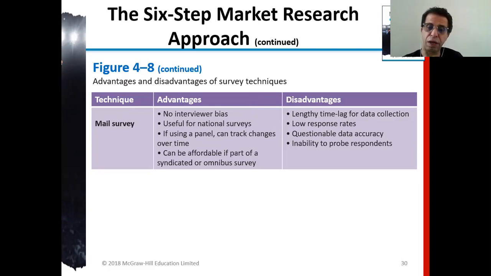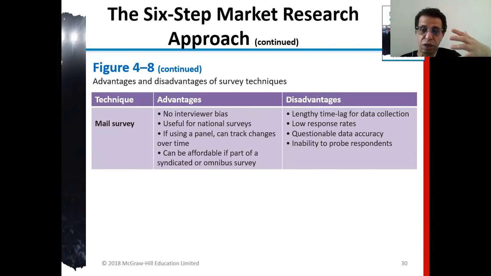And in the mail survey, the advantage is there's no interviewer bias because you're sending a mail. It's useful for national surveys usually because it covers everybody. If used in a panel, changes can be tracked over time, and it can be affordable if part of a syndicate or audience survey. The disadvantage is the lengthy time it takes. You have to mail it, wait for the mail to come back, open the mail, collect the data, sort the data. That takes too long.